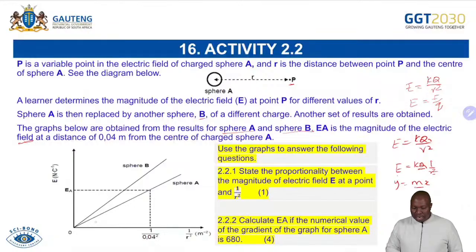Why directly proportional? You can see that there is a straight line that passes through the origin. Then you know that that is a directly proportional relationship. So that one mark you are given is there for you for your taking.